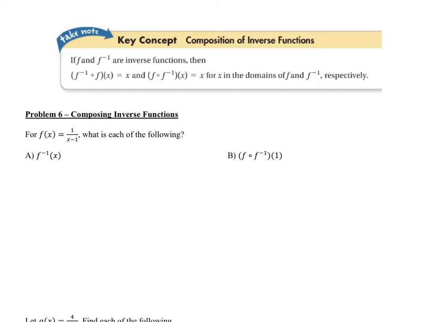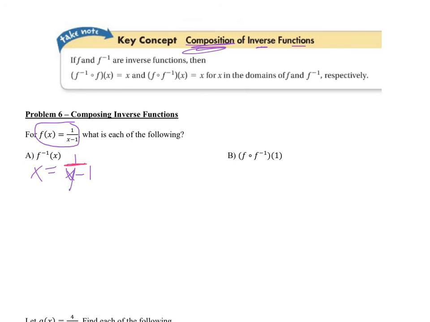That's the last part, putting 6.6 and 6.7 together, because look at composition of inverse functions. So here's my original equation right here. What is each of the following? First it's asking for my inverse. So when I'm writing this, I'm going to have x is equal to 1 over y minus 1.